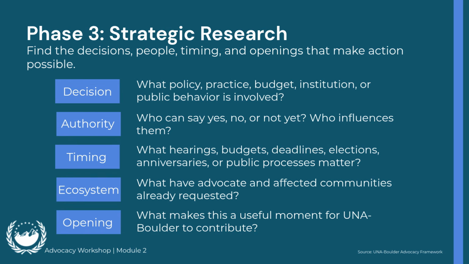Phase 3 is where research becomes advocacy strategy. We should identify the decision being influenced, the person or the institution with authority, the timing, the existing advocacy ecosystem, and the opening UNA Boulder could use. A strategic insight is not just an interesting fact. It is a fact that changes what we choose to do.